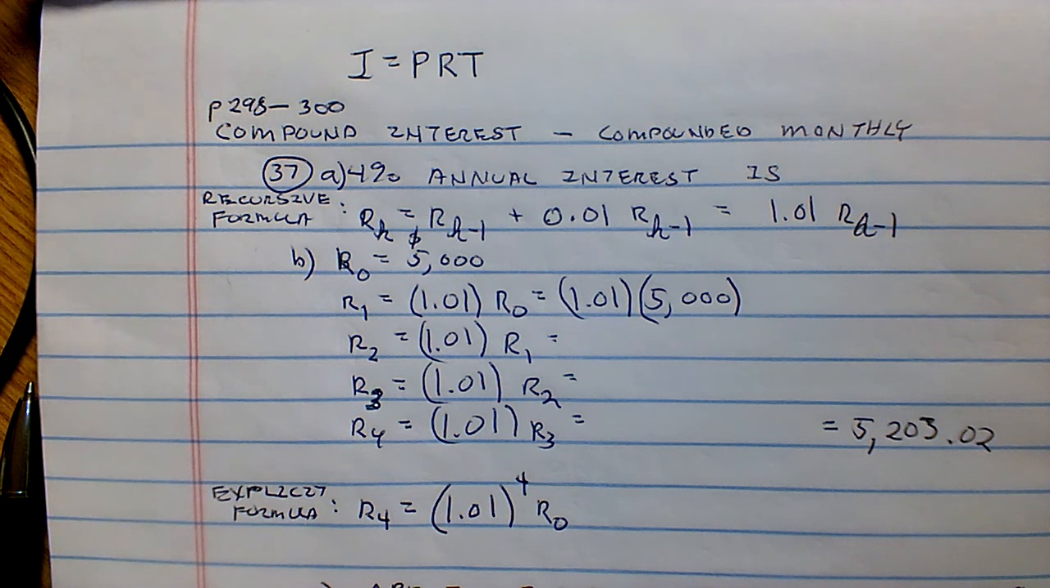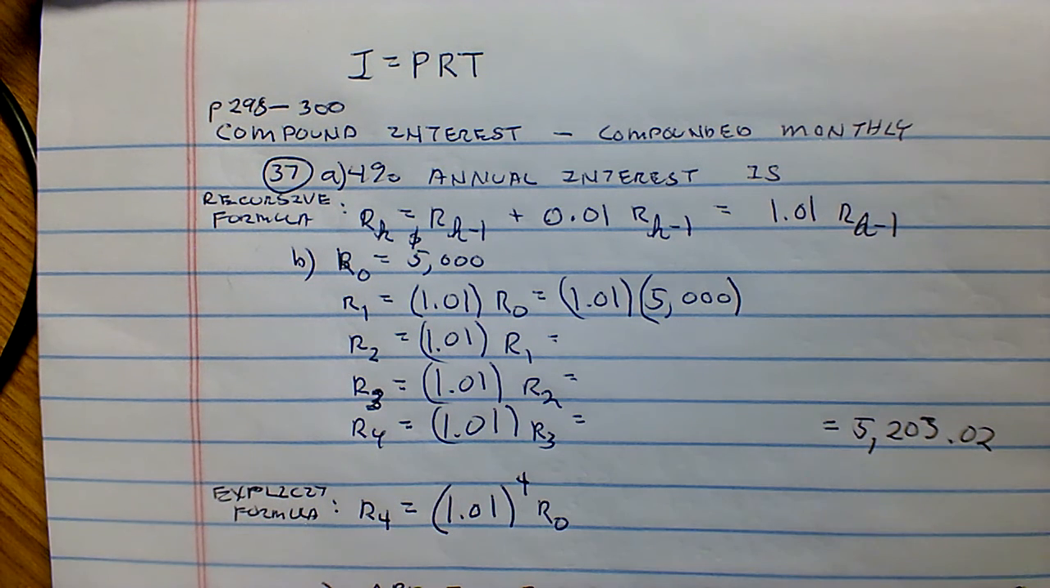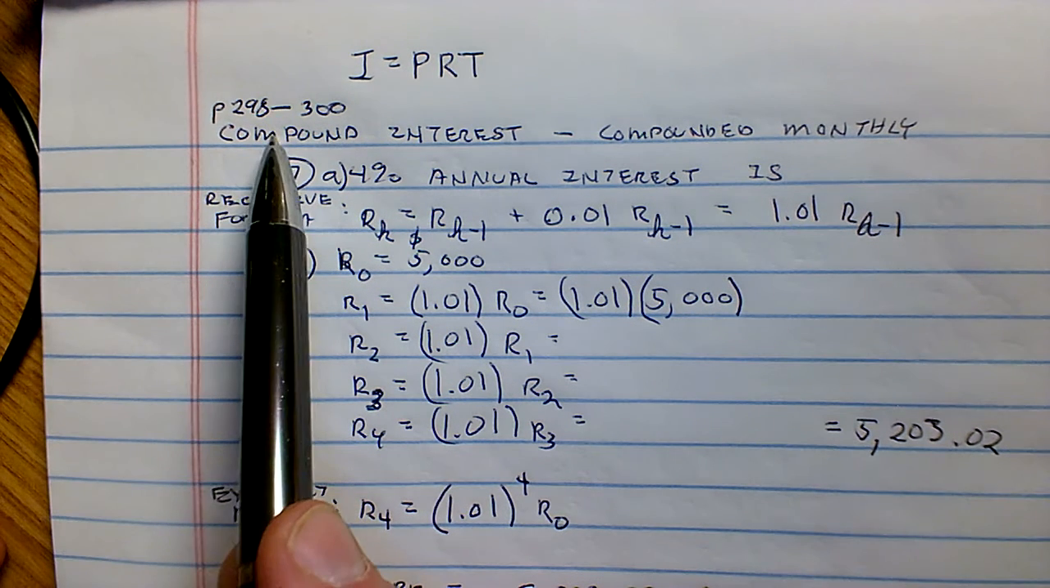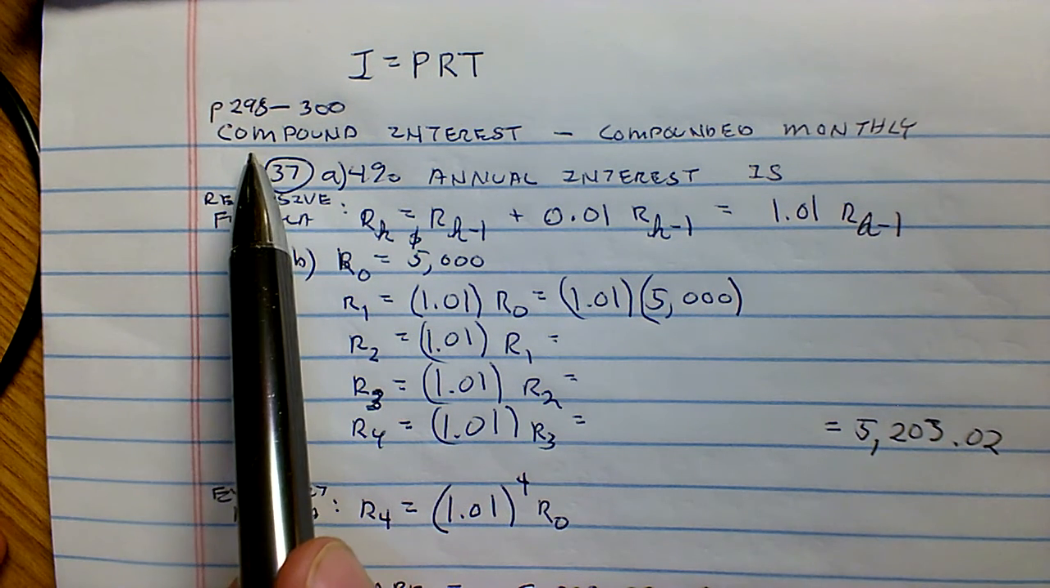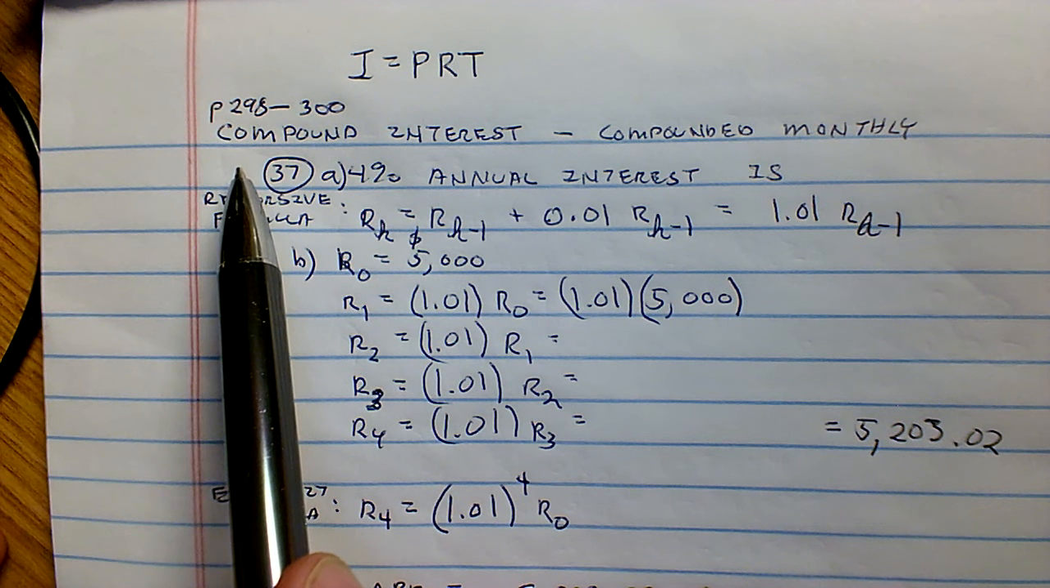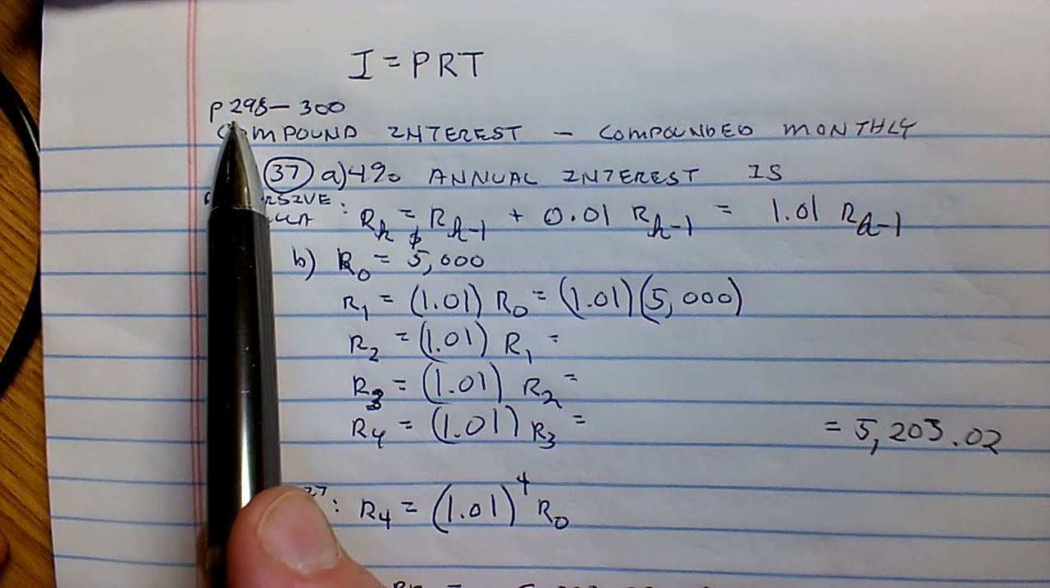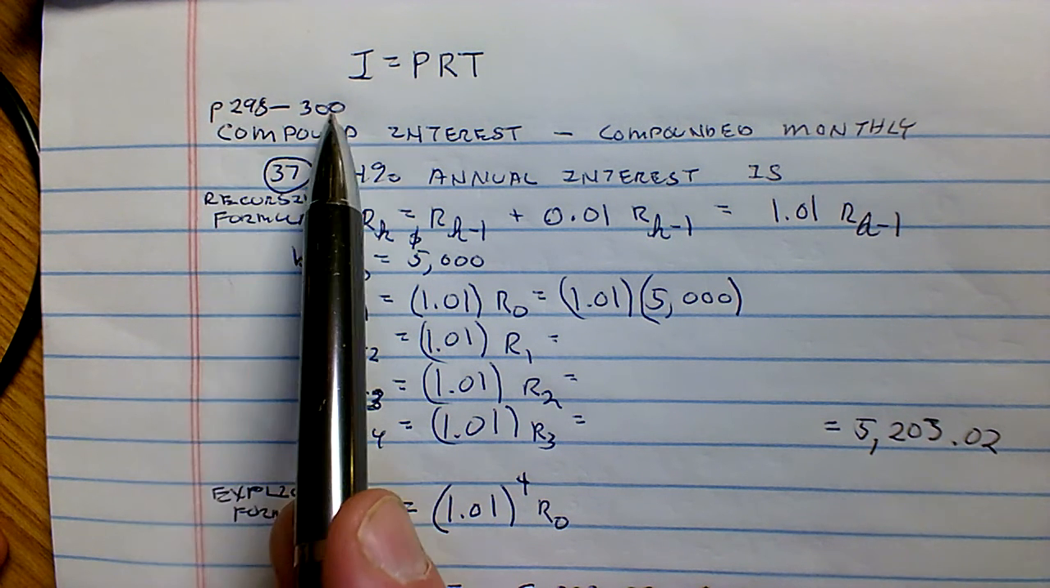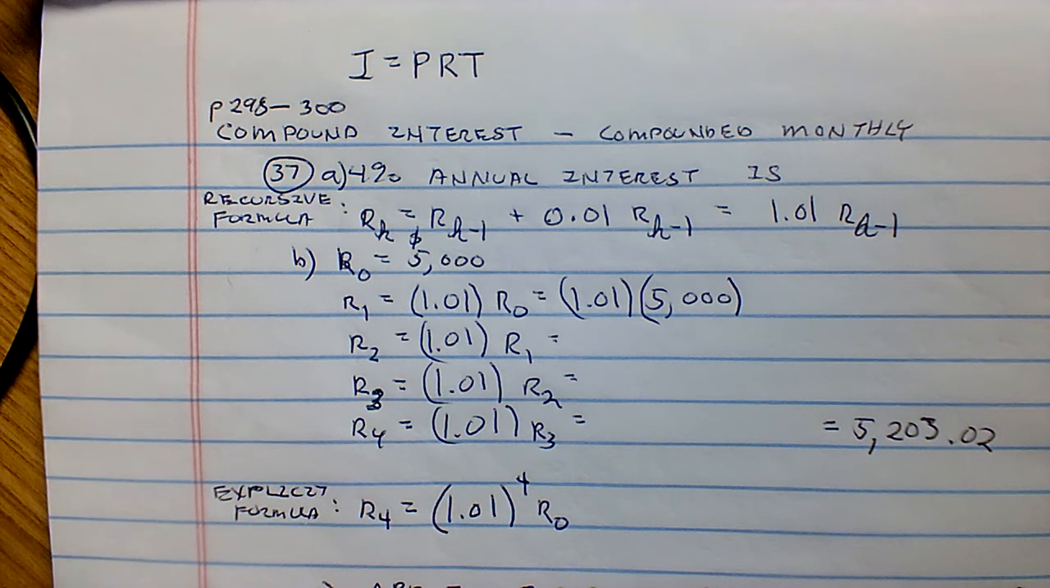While we're at it, let's do one problem with the compound interest from this section. I'm not going to go through the elaborate explanation of how compound interest works as recursion. I do suggest that you take a look at pages 298 to 300 where they do two examples and walk through this.